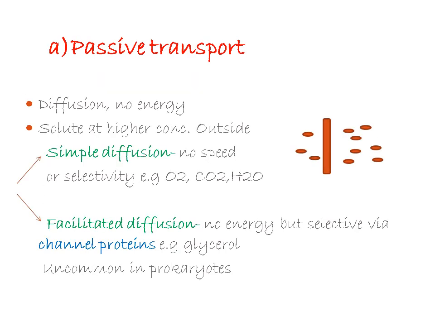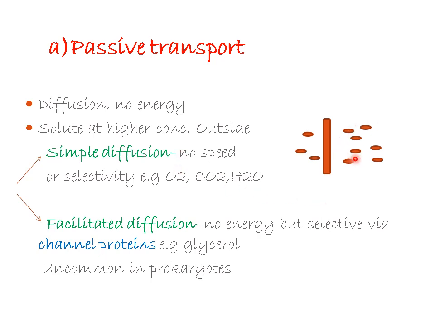Passive transport is diffusion. Diffusion means no energy is needed and the solute at higher concentration will move from outside to inside at a lower concentration. Since this is simple diffusion, there is no energy involved, so there will be no speed and no selectivity. Examples are oxygen, carbon dioxide and water.